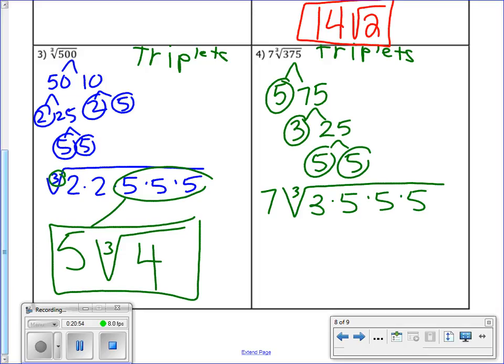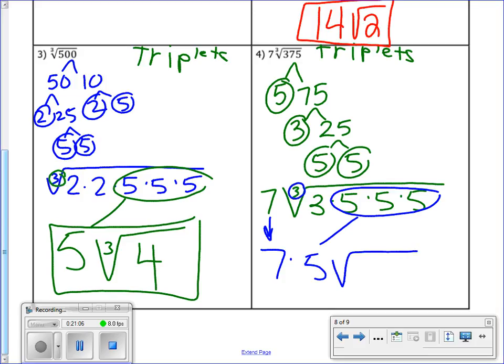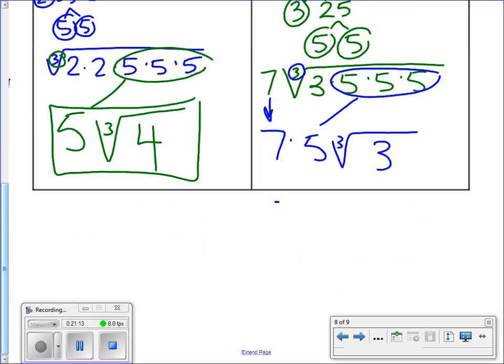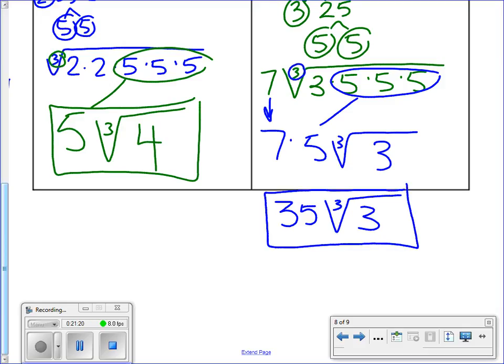Again, you're looking for triplets because the index is 3. So we find one set of triplets, and that's a 5, so they get to come out and carry down the number in front, which is 7. Again, you're multiplying 7 times 5, and what's left over is a 3. 7 times 5 is 35. Cubed root, 3. And that's your final answer.